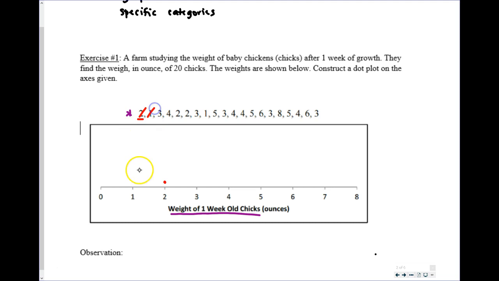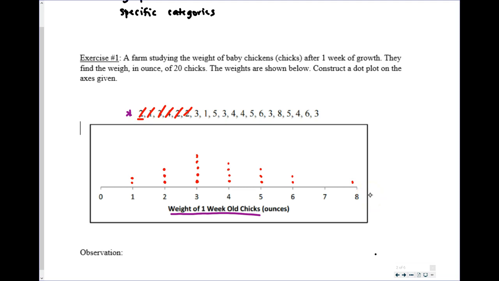The next one is 1, so I'm going to plot a 1. Then 3, plot a 3, 4, plot a 4, 2, 2, 2, 2. So you can kind of see how I'm going here. So what I'm going to do is go ahead and pause and finish filling out this dot plot. Now, you should get a dot plot that looks like this. You got 2, 3, 5, 4, 3, 2, and then 1 on the 8.